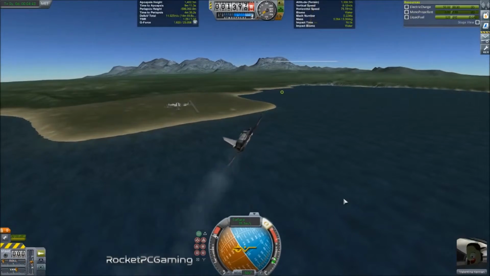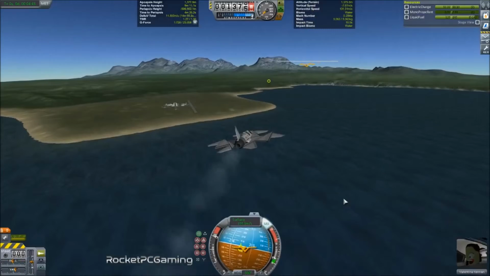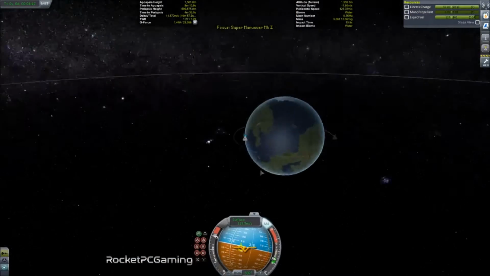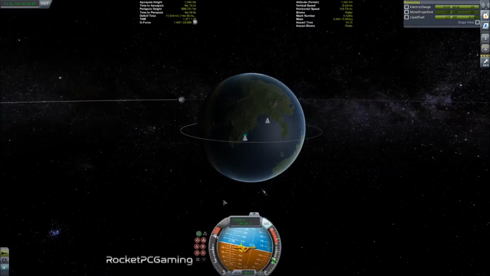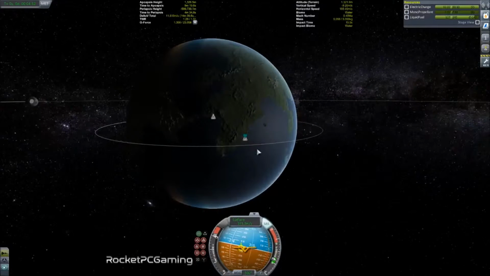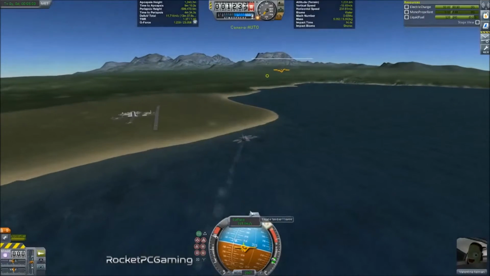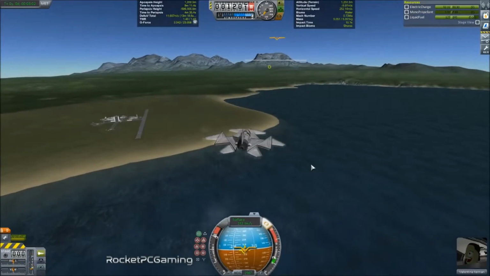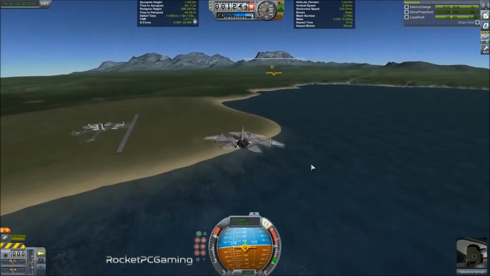Now you can also, I don't think I have anything set up for this at the moment. I do not. But if you have a contract, you can select it, and you'll see its indicator here. You can select it as a navigation point, and you can see here which way to navigate to get to it. I just don't happen to have one of those set up right now.